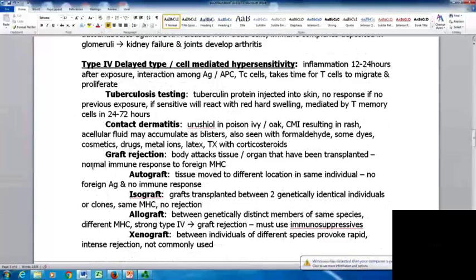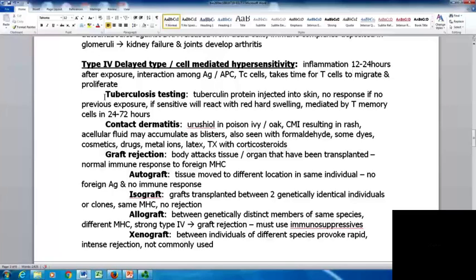Type 4 delayed type or cell-mediated hypersensitivity. This is inflammation 12 to 24 hours after exposure. It's an interaction among the antigen and the antigen-presenting cells, and the T cells. It takes time for the T cells to migrate and proliferate, which is why there's the delay. So we use this for tuberculosis testing.